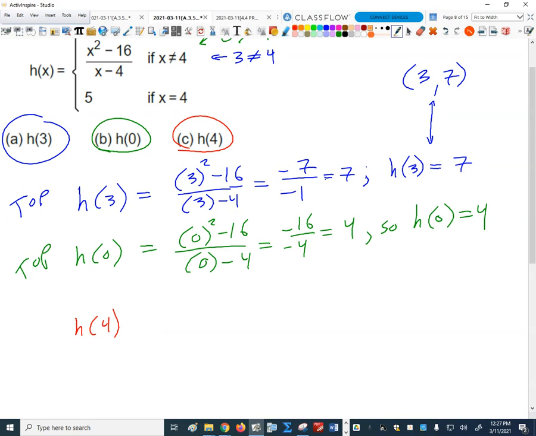Top or bottom? Okay, yeah, that's looking like bottom, isn't it? Because look, 4 is equal to 4. So that goes into the bottom. That fits in the bottom.